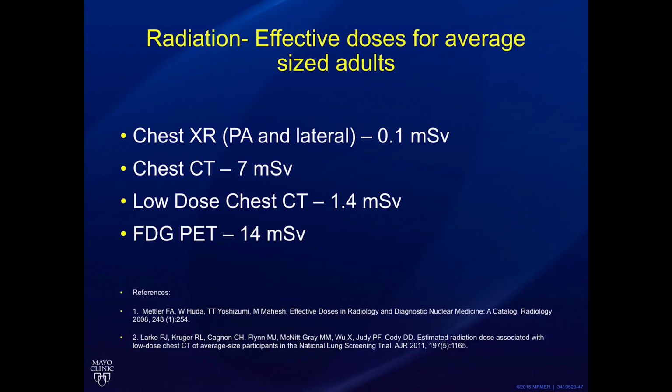Chest CT, a regular chest CT with IV contrast, is 7 millisieverts. We've developed, and everybody has, low-dose chest CTs. We use them for kids that we're only looking at for metastatic disease. For a while, our pediatric hematologists, oncologists canceled all their chest CTs and just got chest x-rays to look for metastatic disease. And we're like, well, do you want to see it or don't you want to see it? If you want to see it, you've got to get a chest CT.